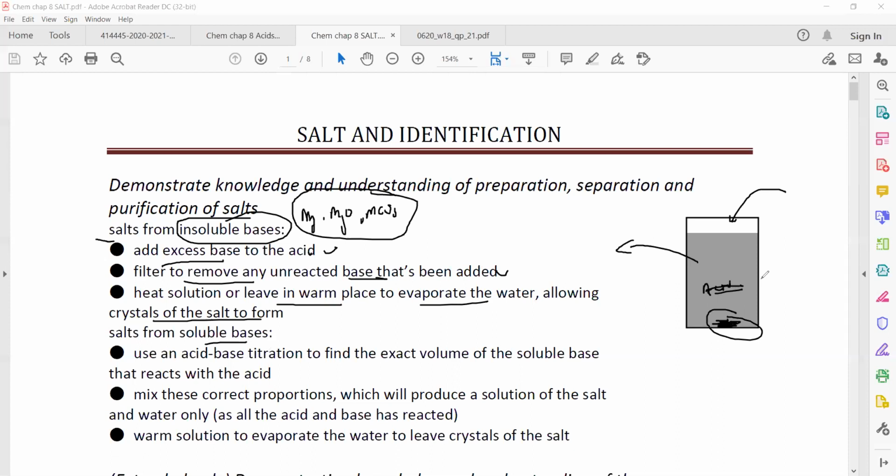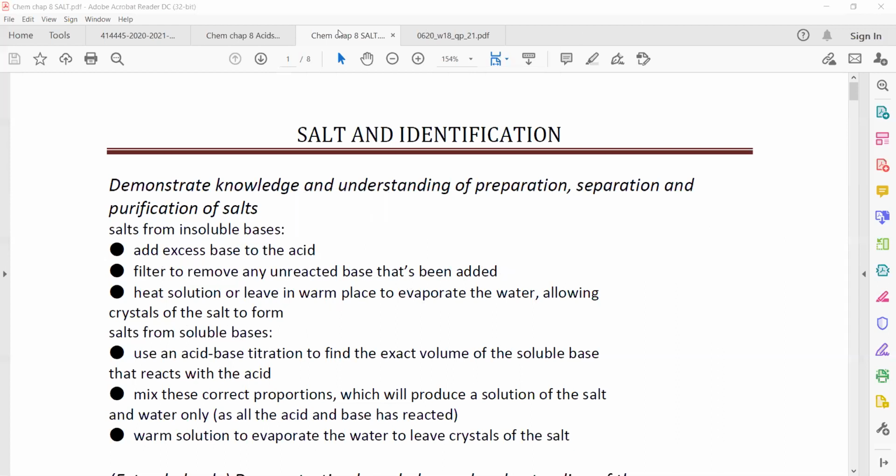Or we can also use a technique for making a salt from a soluble base. Soluble base means the base is aqueous. And in this one we use a titration, the technique which we use to identify what volume of acid is reacting with an alkali, because both acid and alkali are colorless. We can either use a pipette or a measuring cylinder and transfer acid or alkali. For example, I transfer acid to a conical flask, so this will have acid. Then we will add drops of indicator.